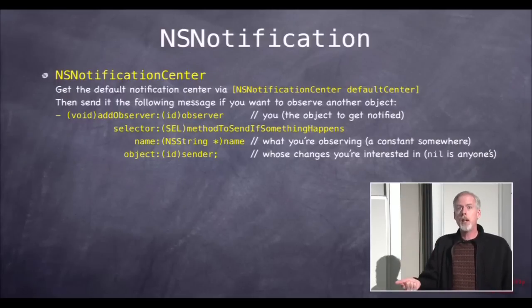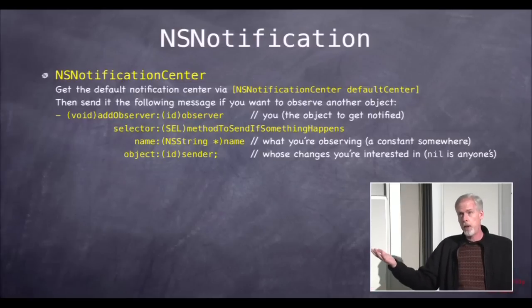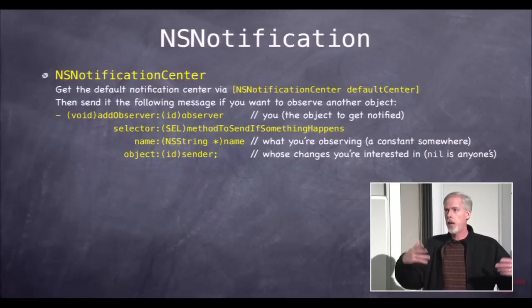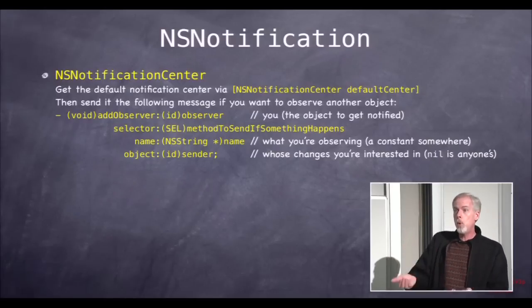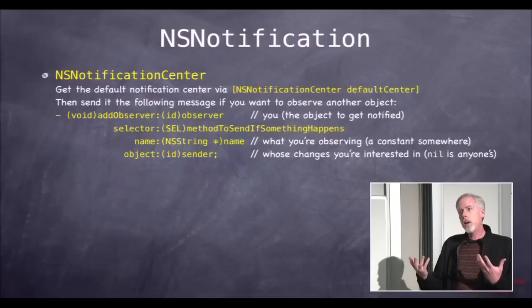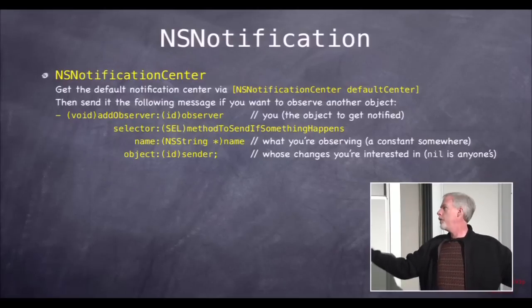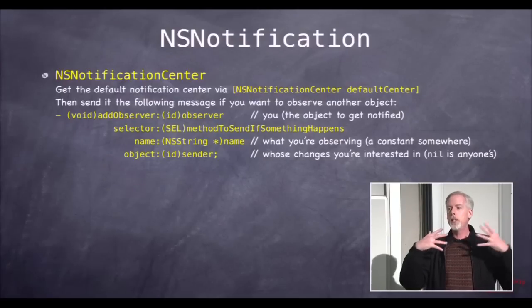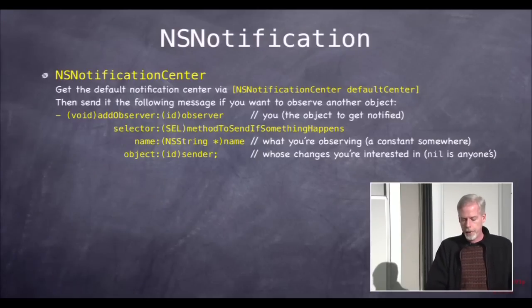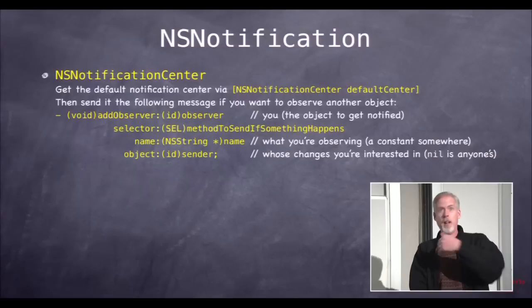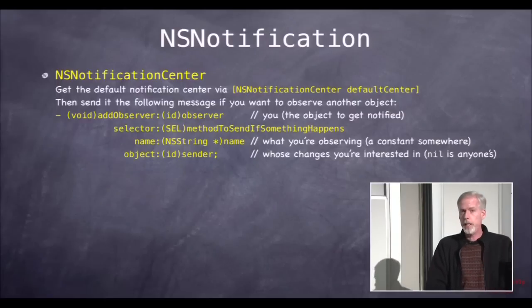Name is the name of the radio station. This is a string that's a constant, almost always a constant, if not 100% of the time. It's a constant somewhere. Some class is telling you the name of the radio station you can sign up to. And then object is the object you want to hear from. So you can sign up to hear radio broadcasts from anyone who's broadcasting that station, or you can just say, I only want to hear it when this object broadcasts on that radio station. Okay? So if you say nil, that means anybody broadcasts, but that's rare to do that. Usually you're interested in some particular object broadcasting something like its document state.